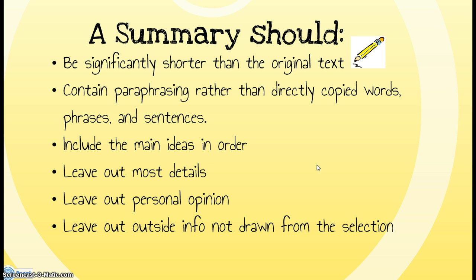For 3, the main ideas. Sometimes it helps if you highlight or underline some of the main things that pop up. Topic sentences, for example, like the first sentence in a paragraph, you might want to underline parts of that. So look for the main ideas, and they're going to be in order. Leave out a lot of the details, though, because you're only looking for the big ideas. Good summaries don't have details, and there are no personal opinions and no information that's not coming directly from the text.